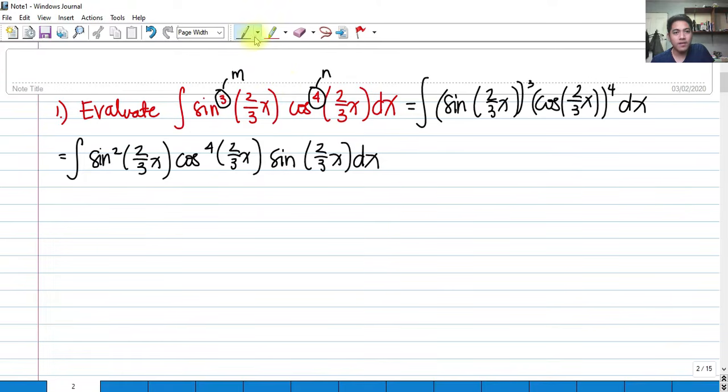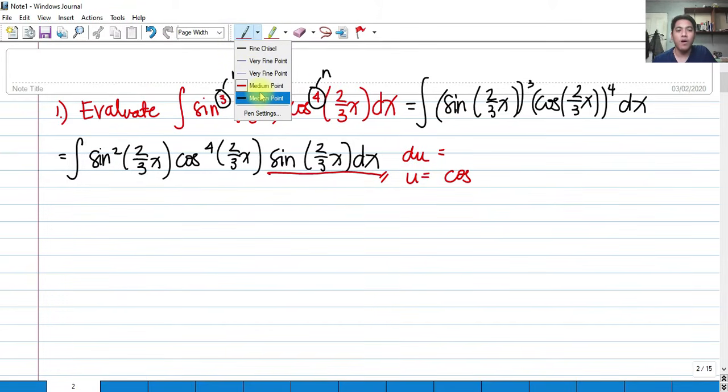Now, if we split off one factor of sine 2/3 x, this will be our du, because we are going to integrate this by simple u substitution. If this is our du, sine 2/3 x dx, we should have a u in terms of cosine. Agree or not? Yes, because the derivative of cosine is negative sine, for which we can have a correction factor of negative here in order for us to complete the u-du substitution.